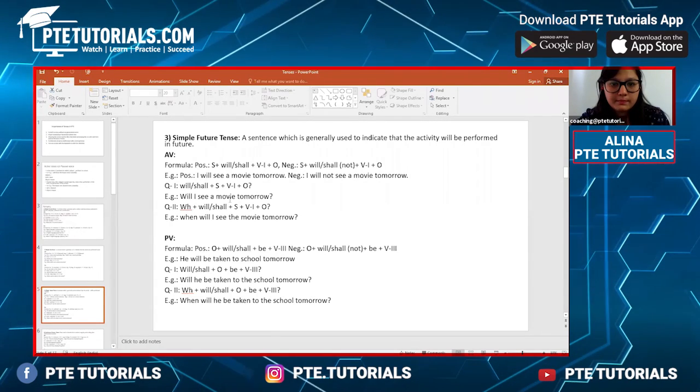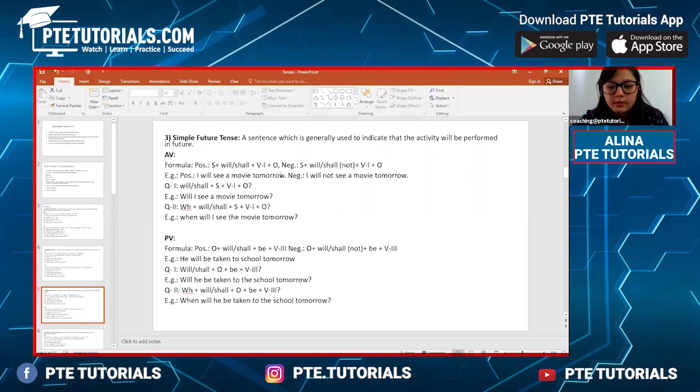I will see a movie tomorrow. This is simply a sentence in which the activity will be done in future. Will I see a movie tomorrow? Yes or no. When will I see the movie tomorrow? Reason. So question 2 will be WH plus will/shall plus subject plus verb 1 plus object. Like this way there are 12 tenses.